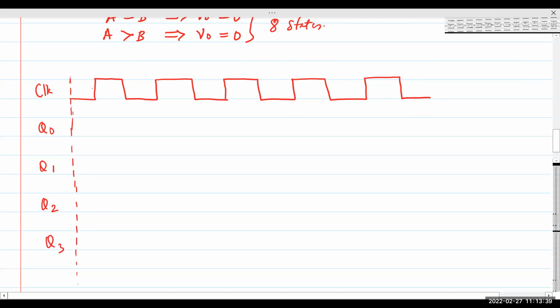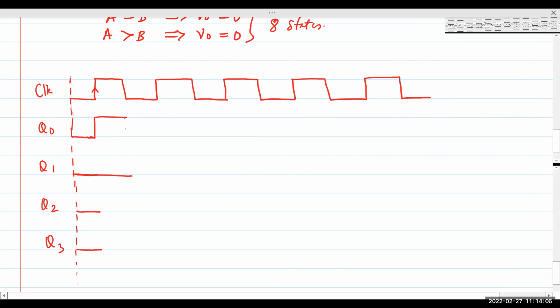Well, it triggers on the positive edge, right? Positive edge. So what happens? First positive edge, it starts counting. Q0 goes high. 0, 0, 0, 1. So the first, it is all 0, 0, 0, 0. For the first edge, Q0 goes 1.